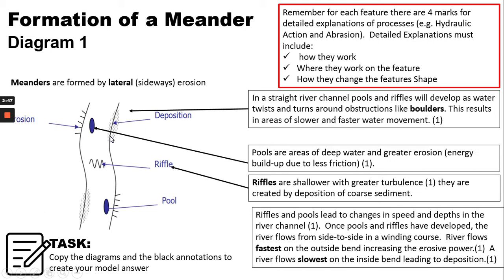So the key bit here is you're saying in a straight channel you get pools and riffles, and water turns and twists around obstructions, and that causes slow and fast moving water. That gets 1 mark. Pools are the deep bits of water, so I've got 2 on my diagram here. They could be different sizes, that's just a model example. They're deeper areas of water, and there is greater erosion there. There's less friction with the bed of the river because it's deeper, so water isn't slowed down, and that's why we get greater erosion.